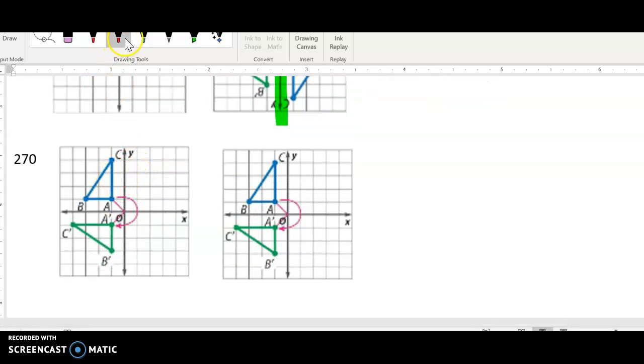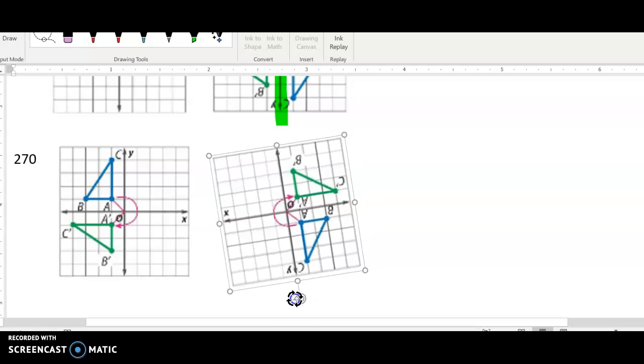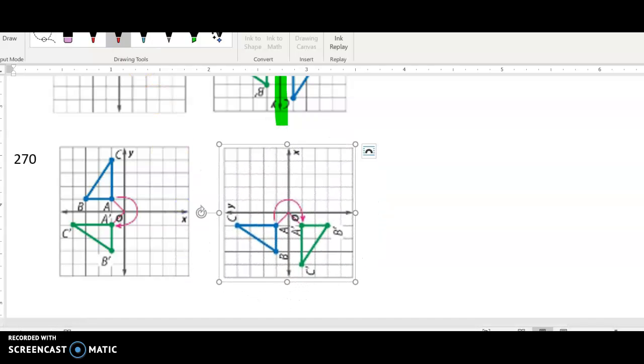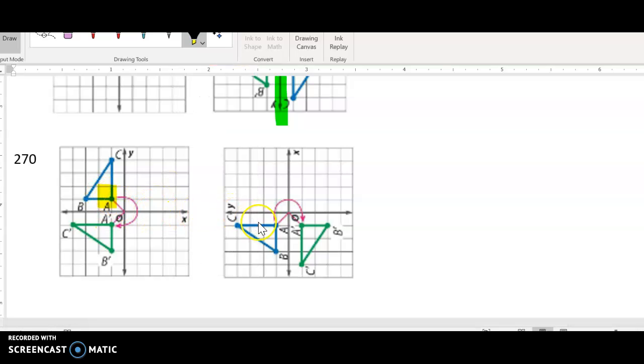Again, we can do it with the 270, and the 270 clockwise would be 90 degrees for one turn, 180 for another turn, and 270 for another turn. Physically turn your paper. That is more than fine. You are paying attention to, again, A.